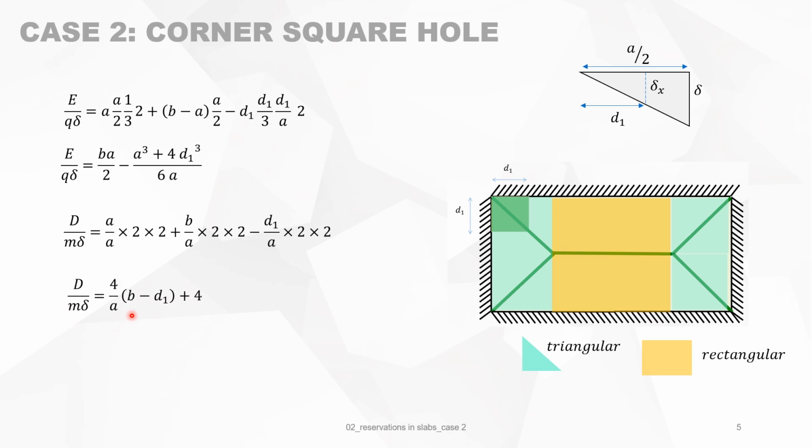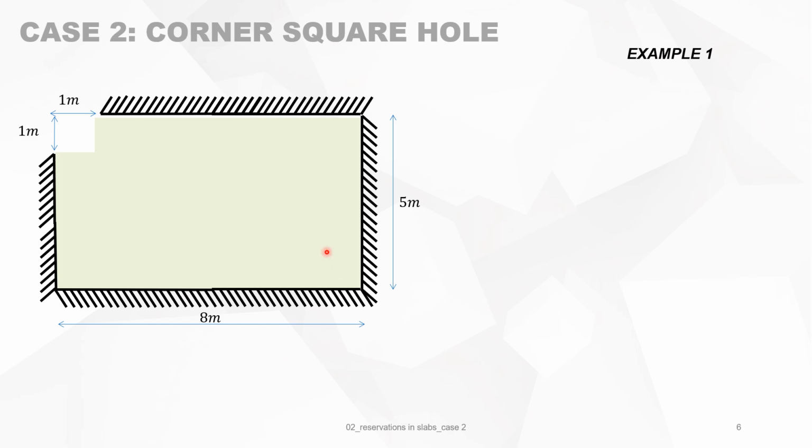So then we can simplify the equation, and when external work is equal to internal work, m must be equal to this pretty formula. So for a reservation in the slab, type 2, case 2, this is the maximum bending moment in the slab. Let's now have an example.